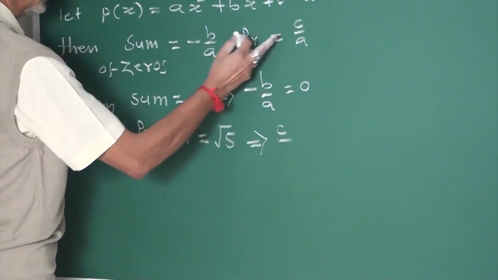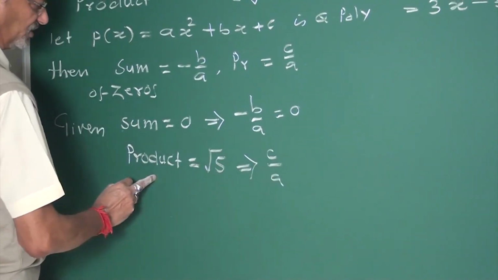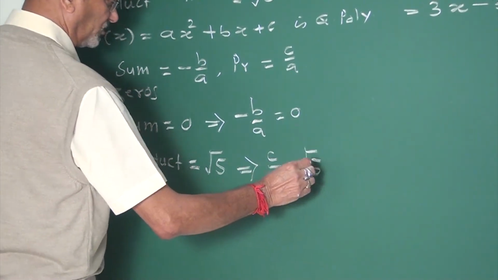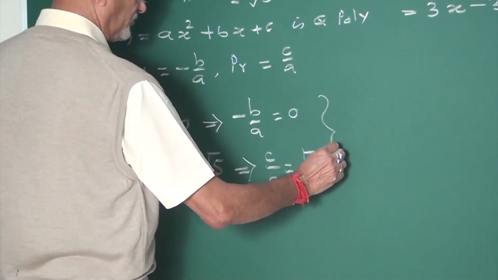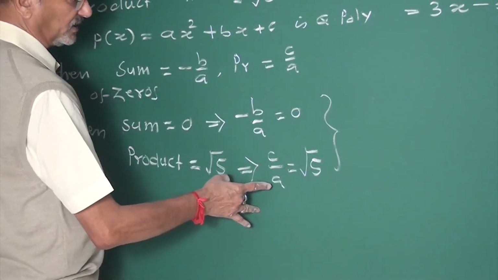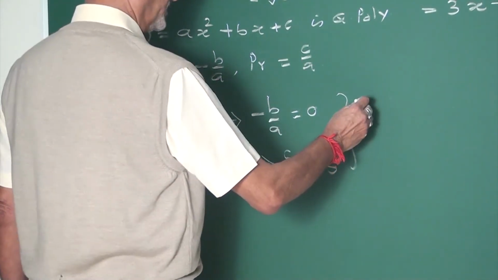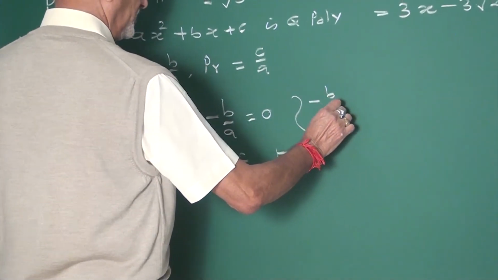This implies, what is product? C by A. Here, what is product? Root 5. Equate them. Root 5. Combining these two, my friends, what must your A be? A must be... This can be written as minus B by A.